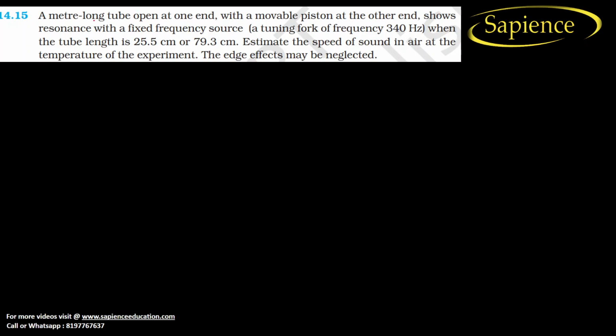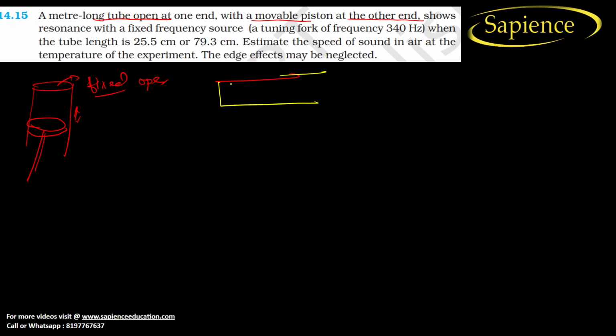There is a question: a meter long tube open at one end with a movable piston at the other end. See here, there is a long tube with a movable piston, so it will move up and down. One side is fixed and the other side is open, so basically it will act as a pipe with one end closed and one end open. So the mode or the frequency will form like this.